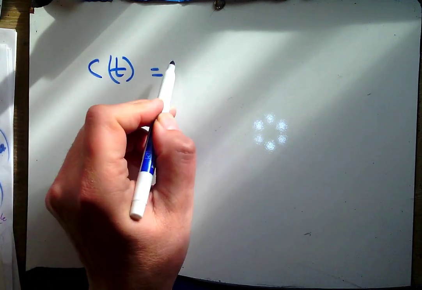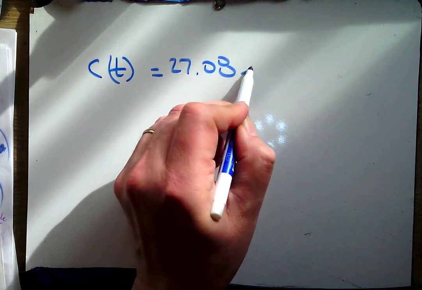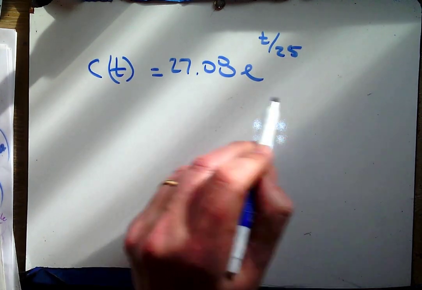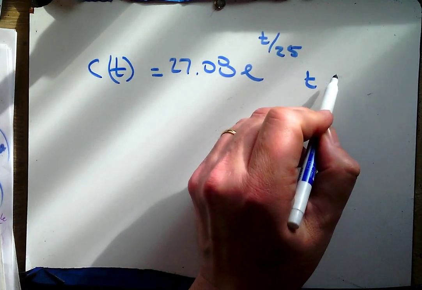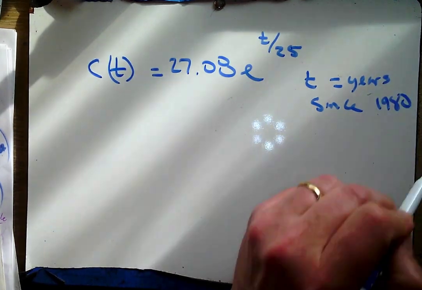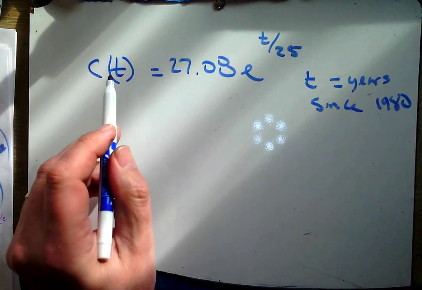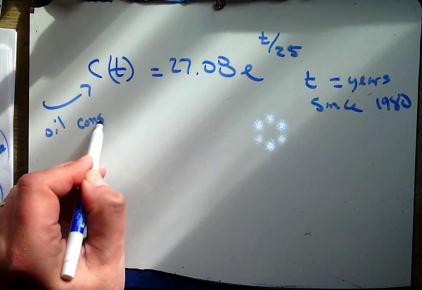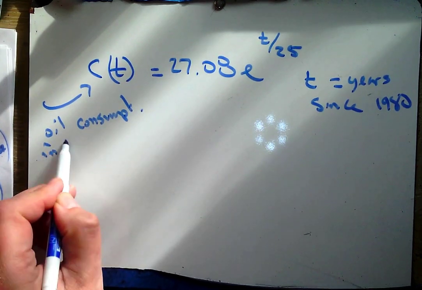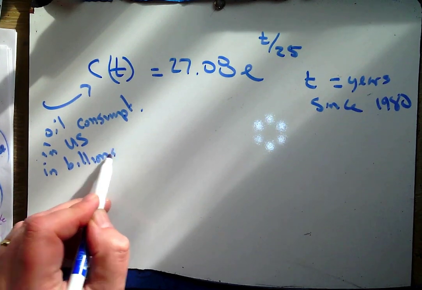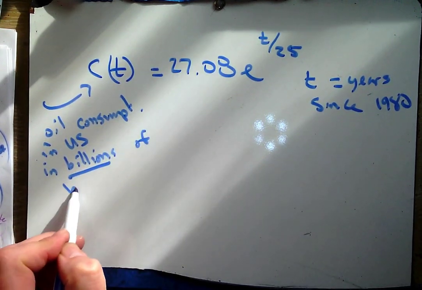I know that C of t is 27.08 e to the t over 25. And what is this? Well, t is years since 1980. Okay? And C is oil consumption in the United States in billions of barrels.